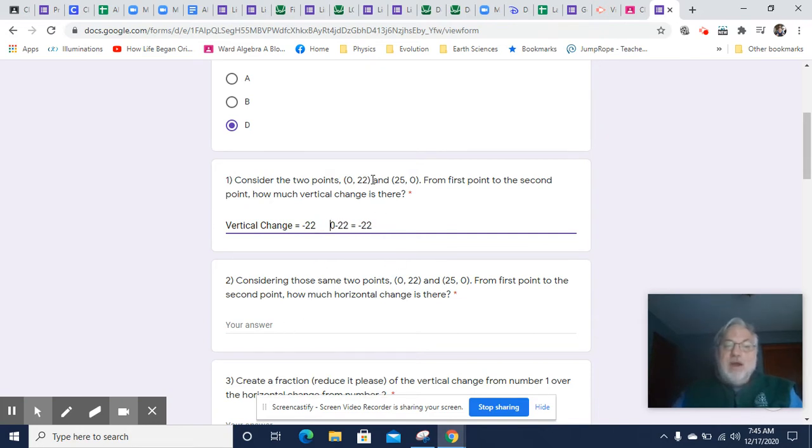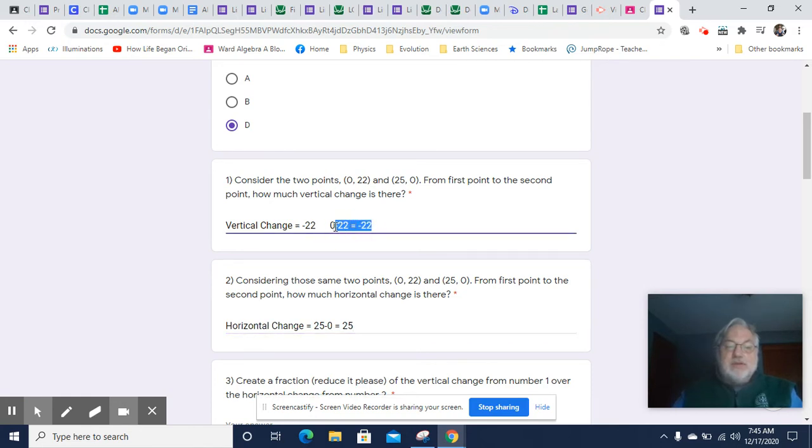So it's just the y value of the second point minus the y value of the first point. As we're going from 22 to 0, you're going down 22, and it should make sense that that is negative 22. Now, for the horizontal change, we're going from 0 to 25 because that's the x component. Horizontal change, or change in input in a function, because vertical change is change in output, is going to be 25, the x value from the second point, minus the x value from the first point, which is 0, which is simply 25. And that's the horizontal change.